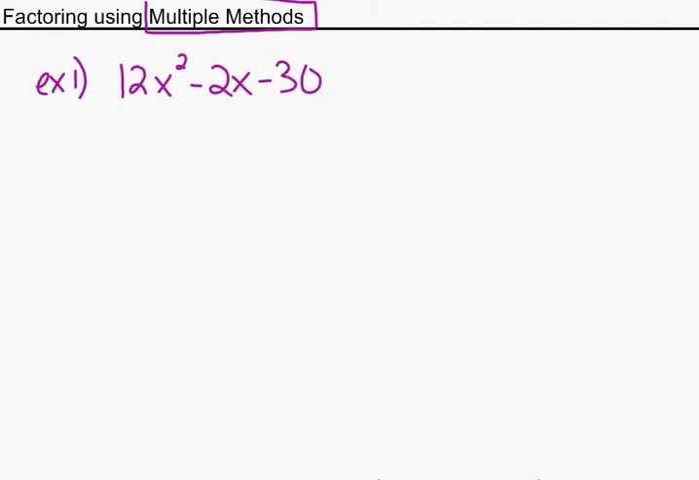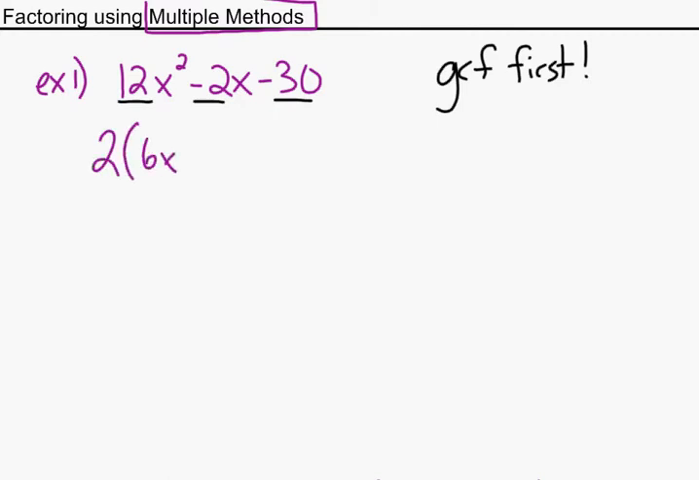And it should always be my gut instinct to look for GCF first, because GCF reduces my problem down and makes life easier for me. So I look at this and I see the 12, the negative 2 and the negative 30, and realize that I can go ahead and pull out a 2 from all of those pieces and nothing more. And that leaves me with 6x squared minus x minus 15 on the inside. So I got from my first step to my second step with GCF.